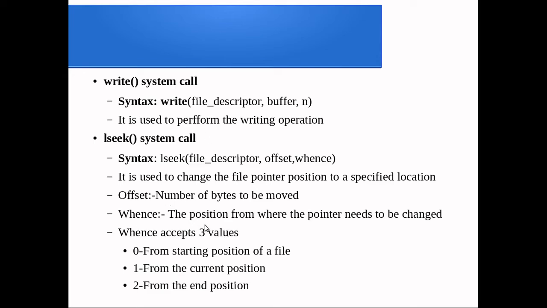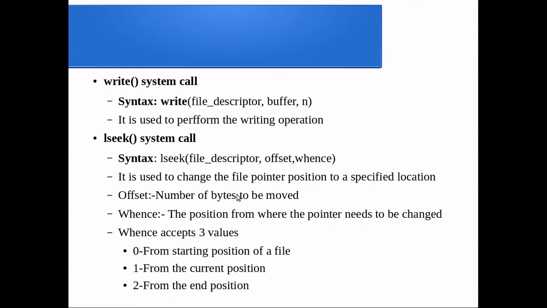Now we are moving on to the last file related system call, that is the lseek system call. Lseek system call: we know that there will be a file pointer in each file. It is used to change the file pointer position to a specified location. The file pointer is used for read and write operations, right? Suppose we want to read from a particular location, so we need to change the file pointer to a different position. For that purpose we are using the lseek system call.